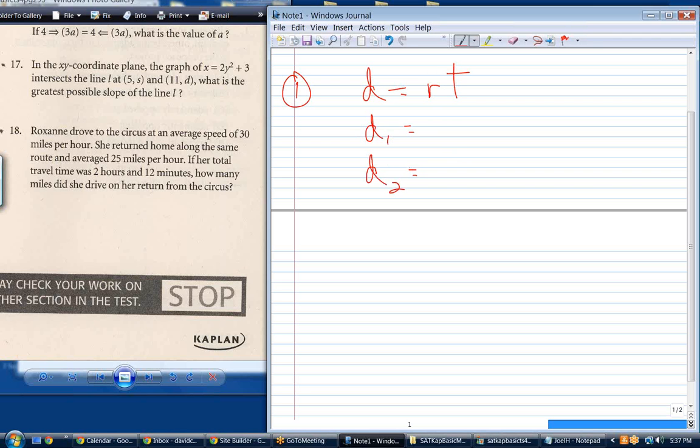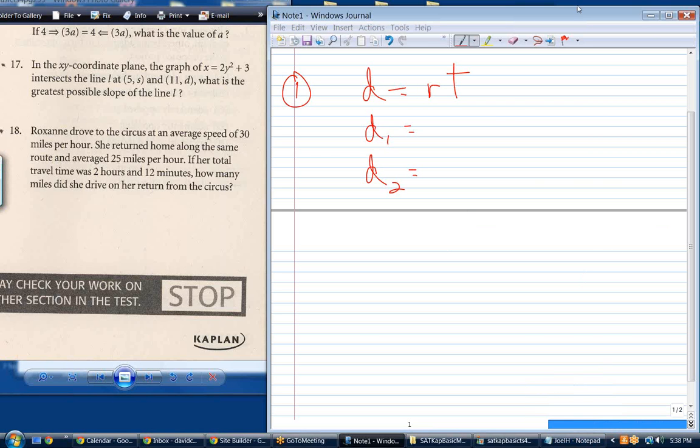So D sub 1 is equal to what? Sorry, my computer went to sleep for a second. I'm going to turn my camera off because my computer's protesting also.